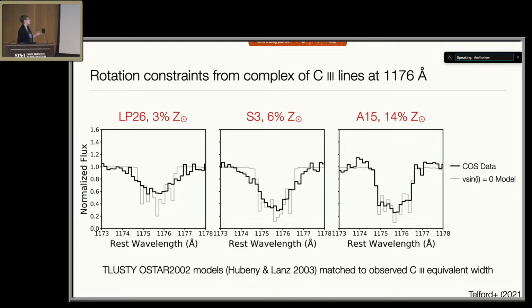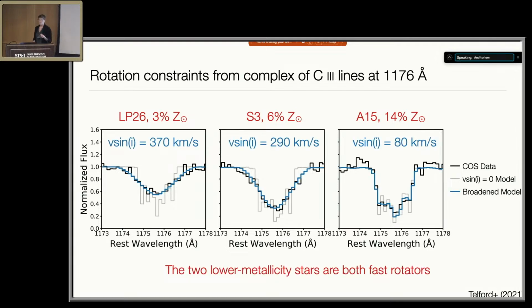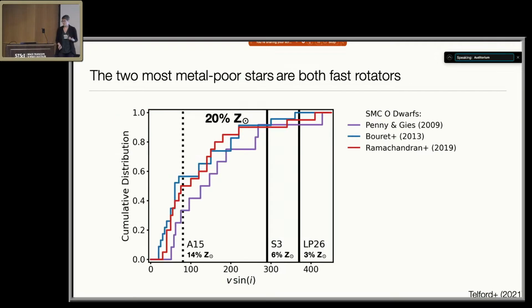And so I can apply a rotational broadening kernel and fit for the projected rotation speed that best reproduces the observations. And I find that both of these very metal poor O stars, below 10% solar metallicity, have very high rotation speeds. And so to put these numbers in context, this figure shows my observations as the vertical black lines in this figure.